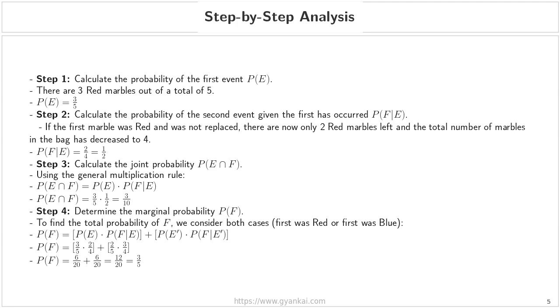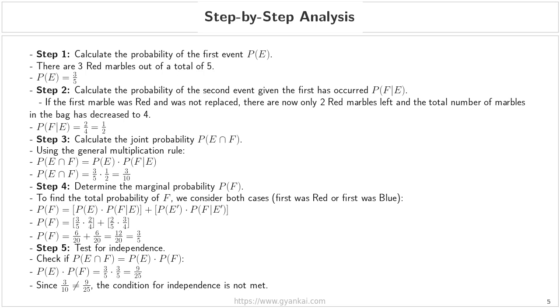Mathematically, that is the probability of E times the probability of F given E, plus the probability of E complement times the probability of F given E complement. When we plug in our numbers, we get 3/5 times 2/4, plus 2/5 times 3/4. This results in 6/20 plus 6/20, which totals 12/20, simplifying down to 3/5.